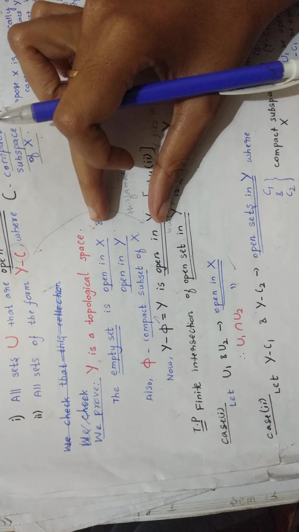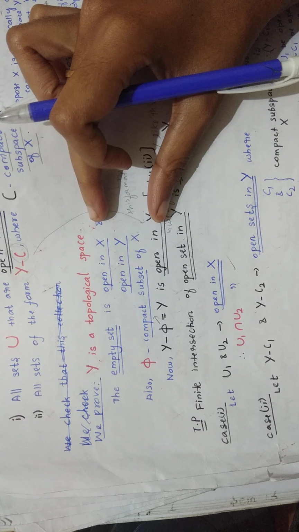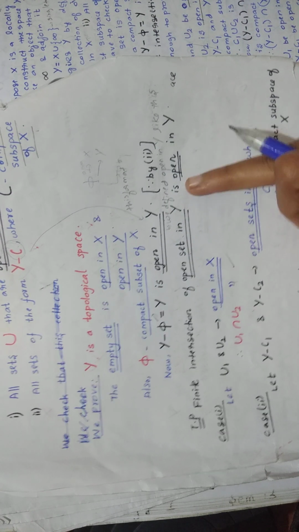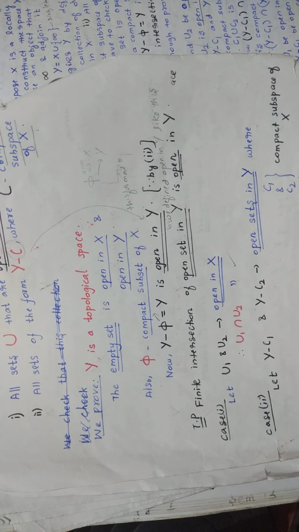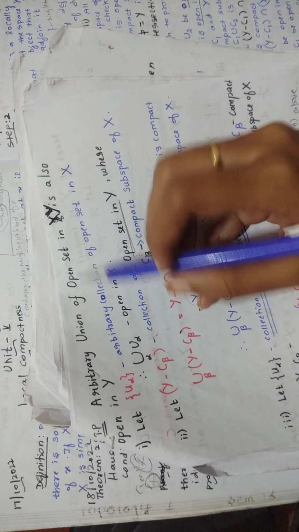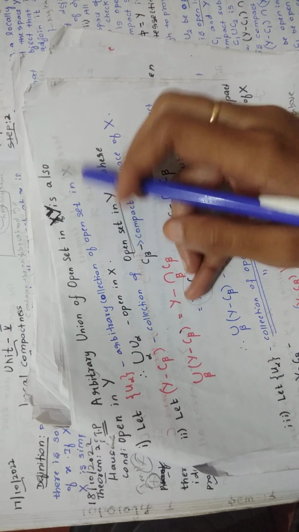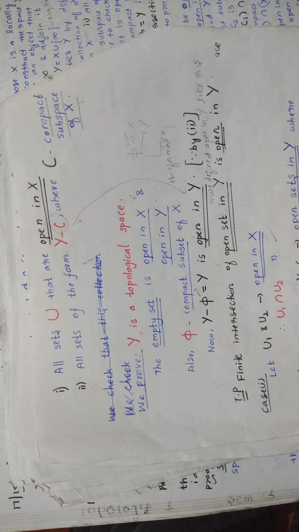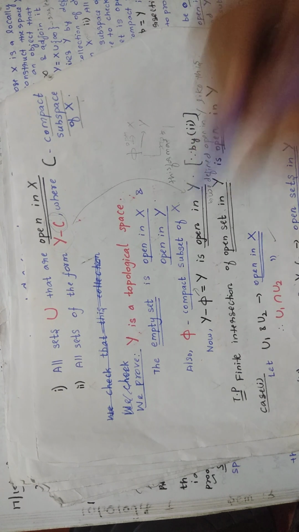This is the first part you are proving to say Y is a topological space, and then you will prove finite intersection of open sets in Y is open in Y. And then you will prove arbitrary union of open sets in Y is also open in Y. These things you have to prove to say Y is a topological space. Is that clear? Okay, let's start with this.